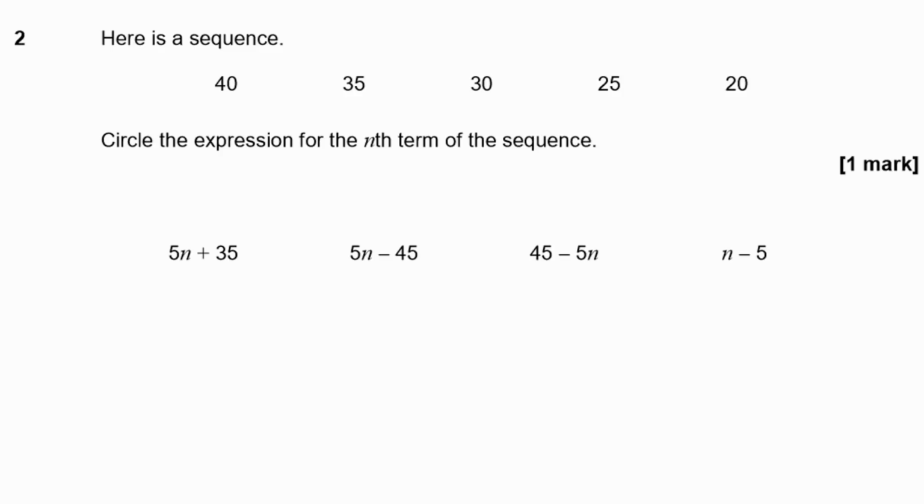Okay, in question 2, we need to work out which of these expressions is the nth term of the sequence. Now to find the nth term of a sequence, you want to have a look at the gap between each of these numbers to start with. So you can see this sequence is going down in 5s. So that means that the nth term of this sequence is going to have something to do with minus 5n.